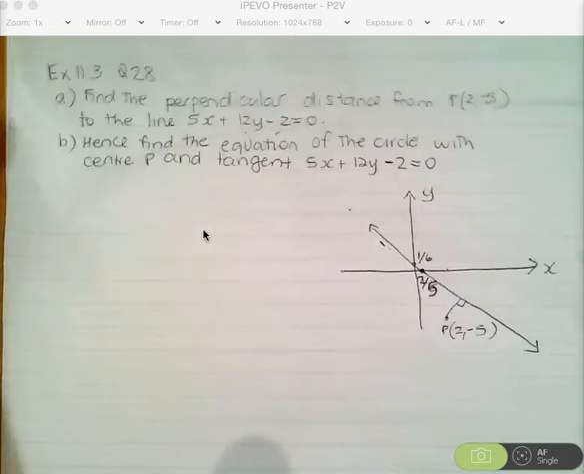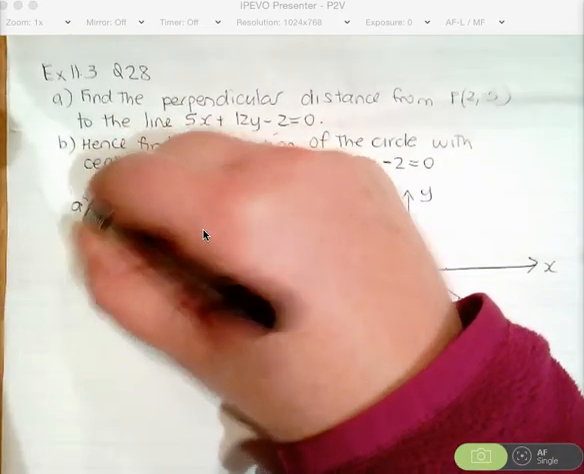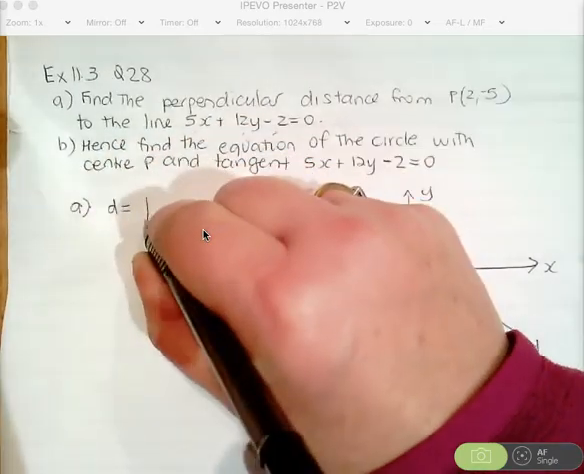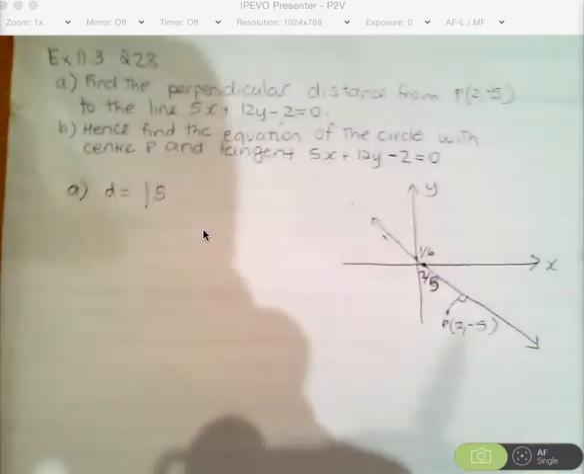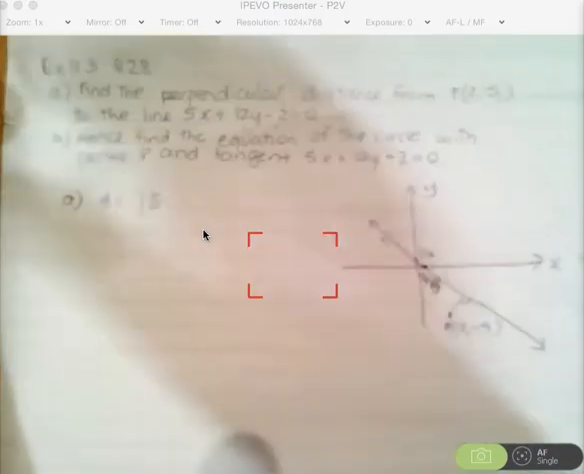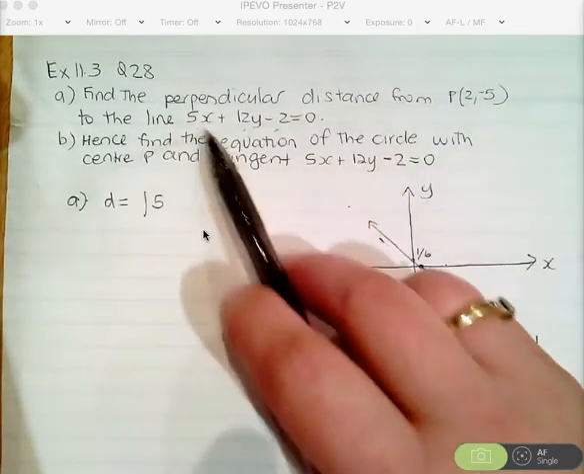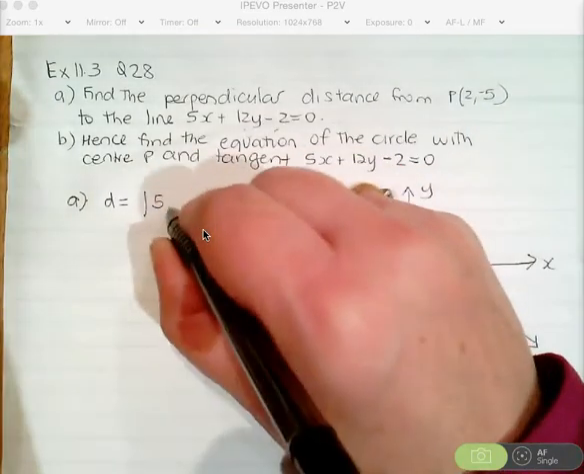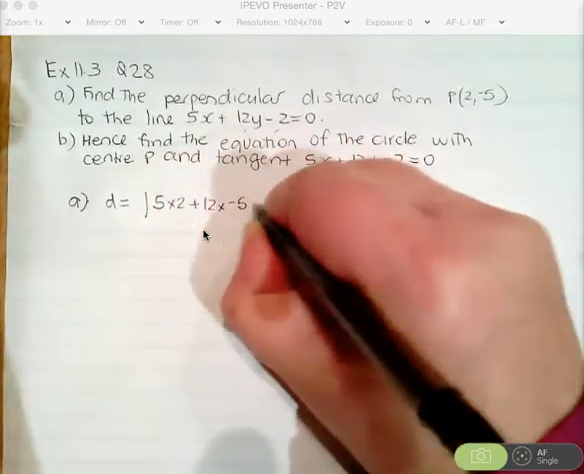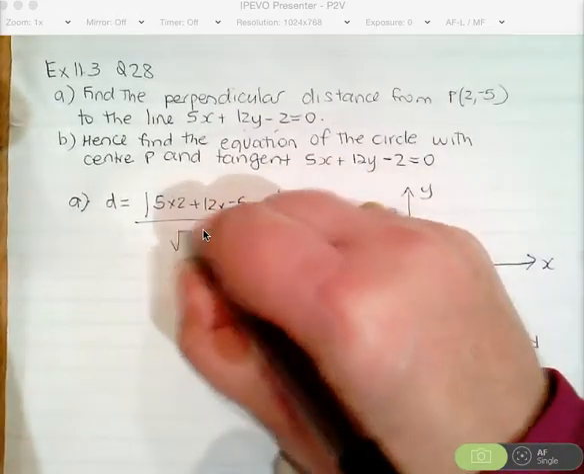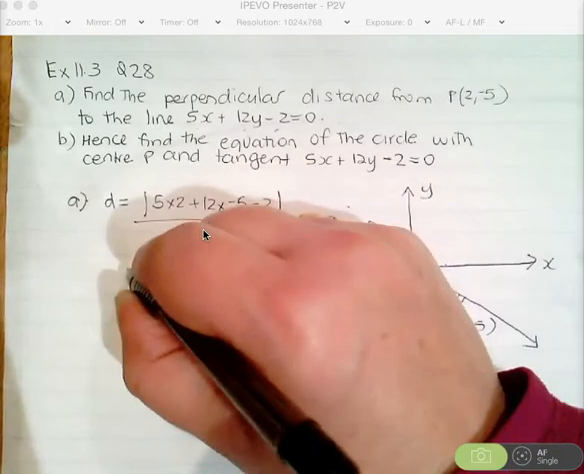It doesn't look like it's very far away, but you'll obviously use the perpendicular distance formula. So you can pause the video and work that out now. Remember, we substitute this xy value into the equation there. So it's 5 times 2 plus 12 times -5 minus 2, the absolute value of all of that over the square root of a squared plus b squared, which is 5 squared plus 12 squared.